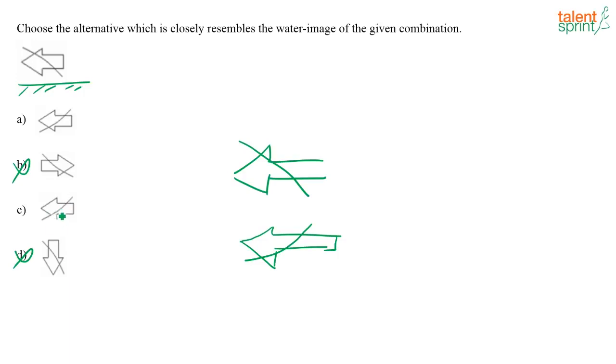See, if you see in option C, the figure doesn't seem to be complete, right? So it has to be option A. This is not complete, no? Here there is a space, so the figure is not the same as what is given in the question. Correct answer is option A.